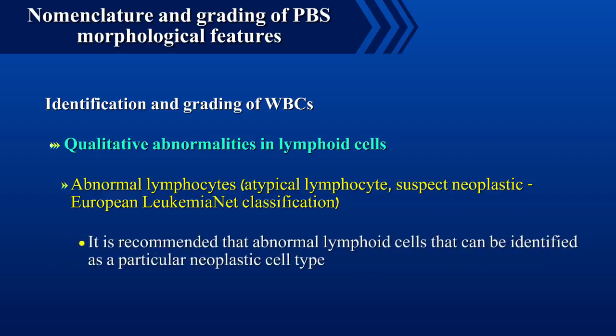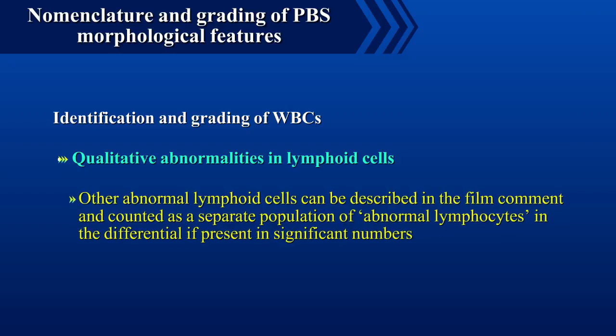It is recommended that abnormal lymphoid cells that can be identified as a particular neoplastic cell type, for example hairy cells, lymphoma cells, and prolymphocytes, and plasma cells in plasma cell myeloma or other plasma cell dyscrasia be included in the differential as that cell class. Other abnormal lymphoid cells can be described in the film comment and counted as a separate population of abnormal lymphocytes in the differential if present in significant numbers.